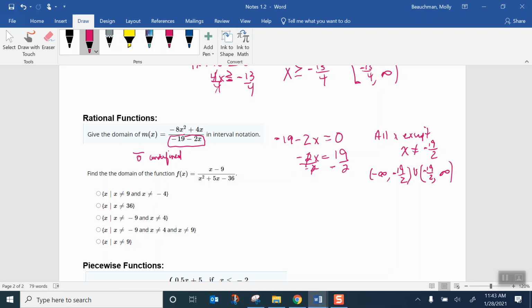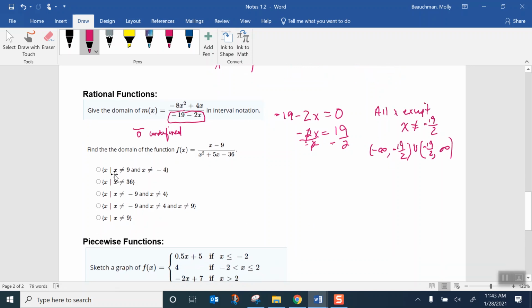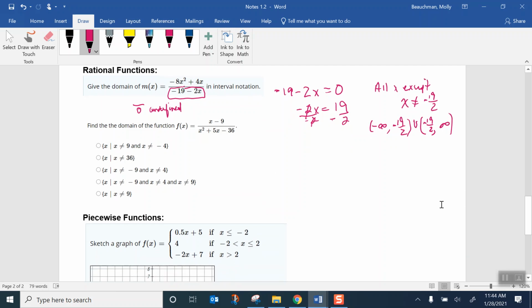If you want set builder notation, which is what we're asking for below, it's all the values x such that x, that's not what we want. Okay, so this question is done. The next question, we want to find the domain and then answer in set builder notation. Okay, so this is a different question right here.